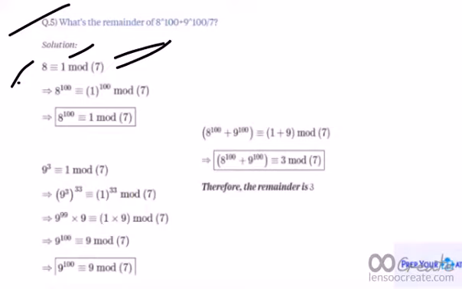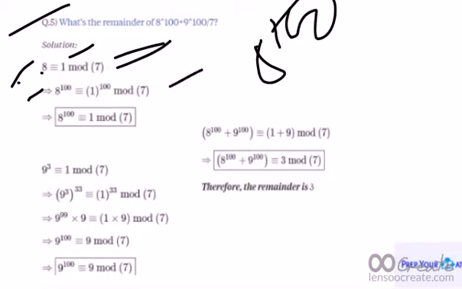Okay, now we need 8 raised to 100, but we have only 8. Raising to the power of 100 on both the sides, we get 8 raised to 100 is congruent to 1 raised to 100 mod 7. Therefore the remainder is 1. This is the first part. Now we will look at the second term.